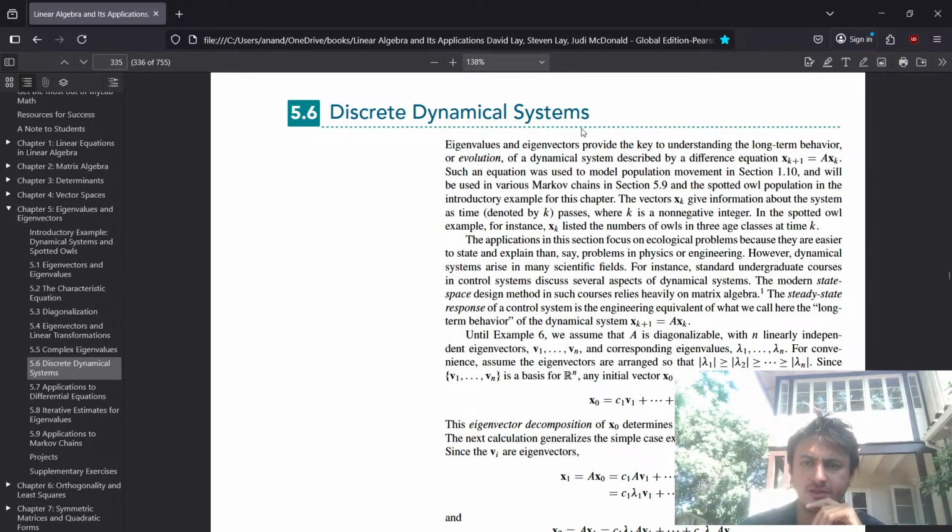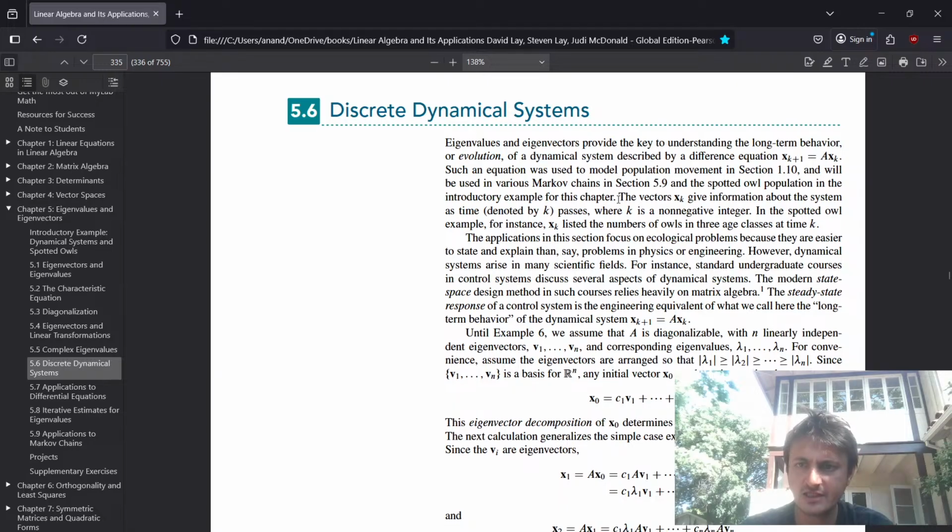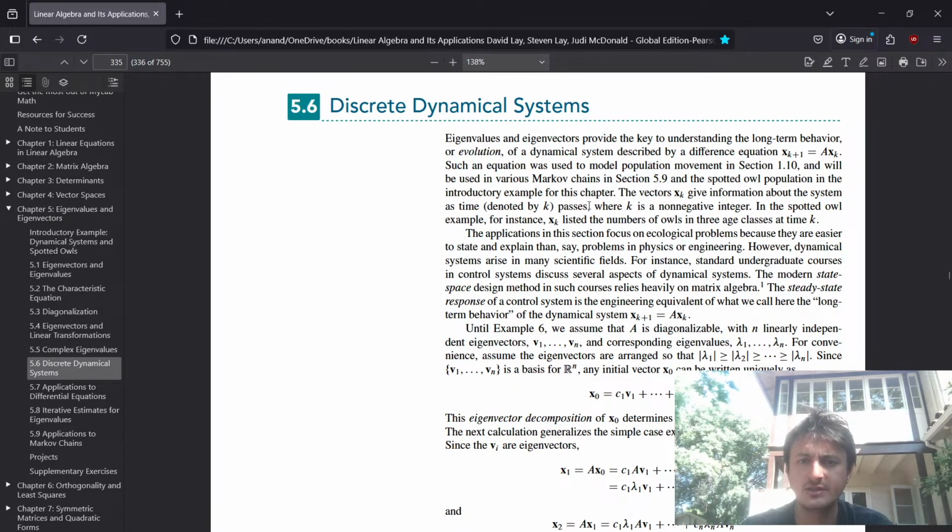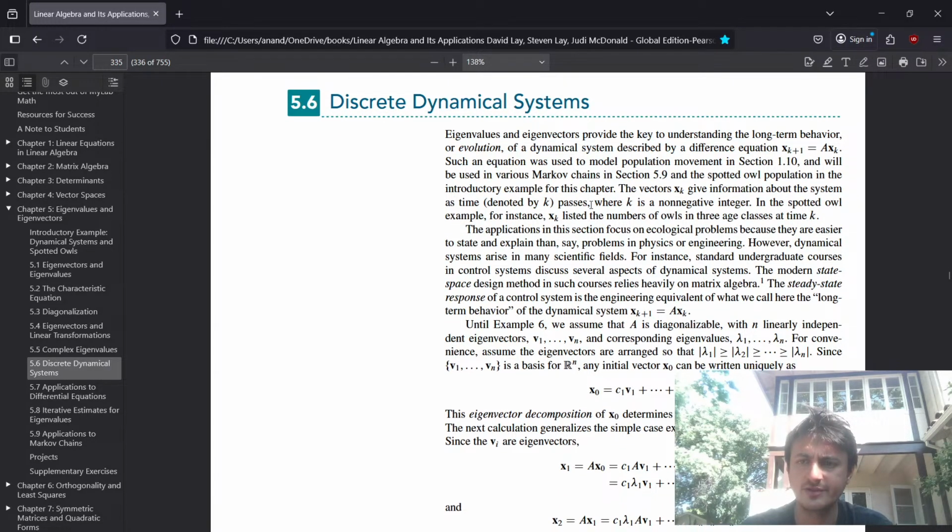Eigenvalues and eigenvectors provide the key to understanding the long-term behavior or evolution of a dynamical system described by a difference equation. Such an equation was used to model population movement and will be used in Markov chains in section 5.9 and the spotted owl population in the introductory example. The vectors xk give information about the system as time, denoted by k, passes, where k is a non-negative integer. In the spotted owl example, for instance, xk listed the number of owls of 3 age classes at time k. The applications in the sample focus on ecological problems because they're easier to state and explain than, say, problems in physics or engineering.